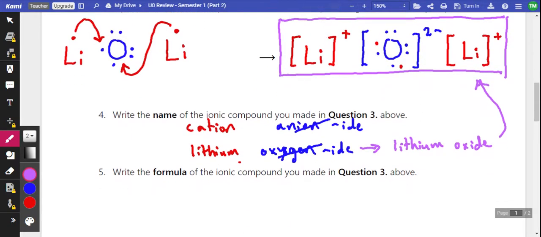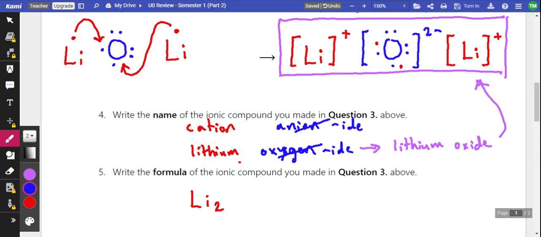Now, if we wanted, though, to cut to the chase and say, I have specifically 2 lithium cations and 1 oxygen anion, we can use a formula, which just spells out what atoms are involved here. So in this case, I have the cation first again, just like with the name. Okay, and I have 2 lithium cations here. So I'm going to put a little 2 down here to say there's 2 lithium atoms involved in this compound. All right.